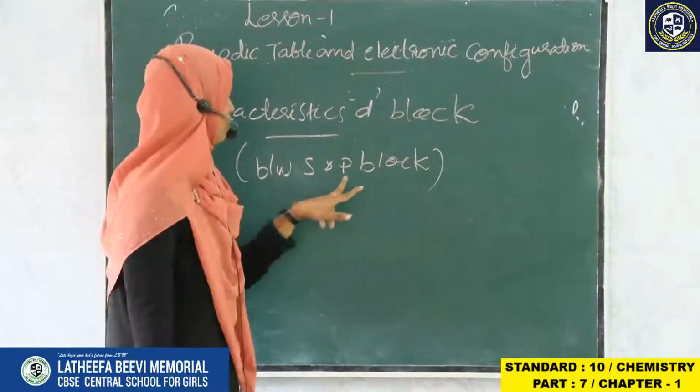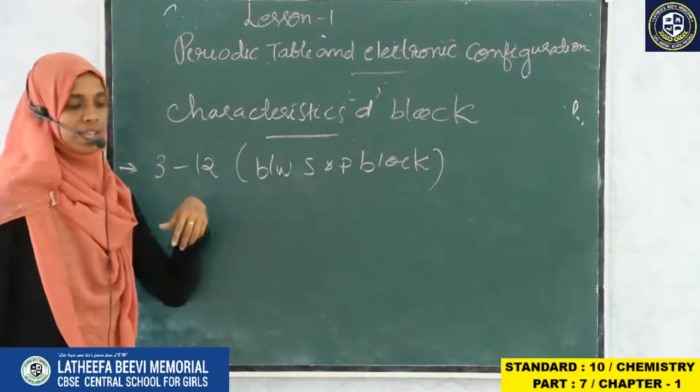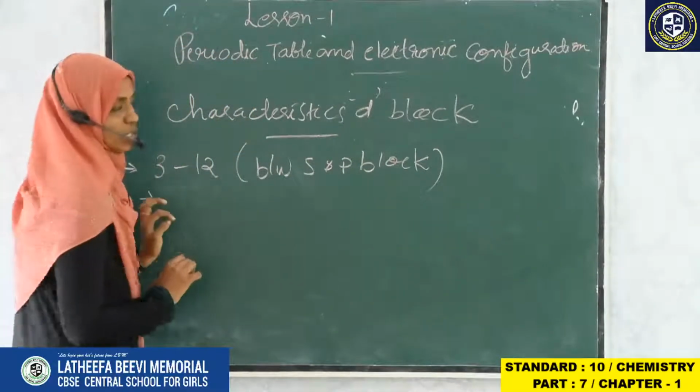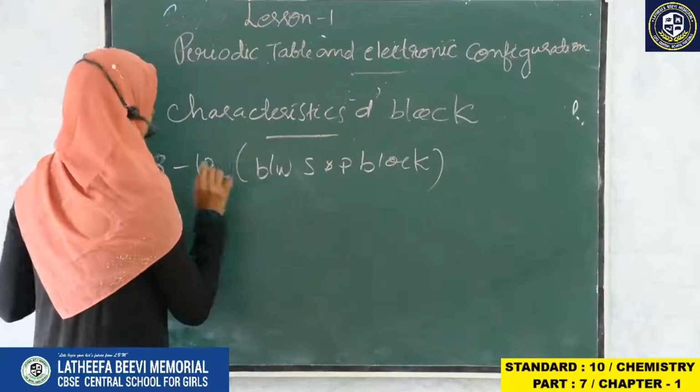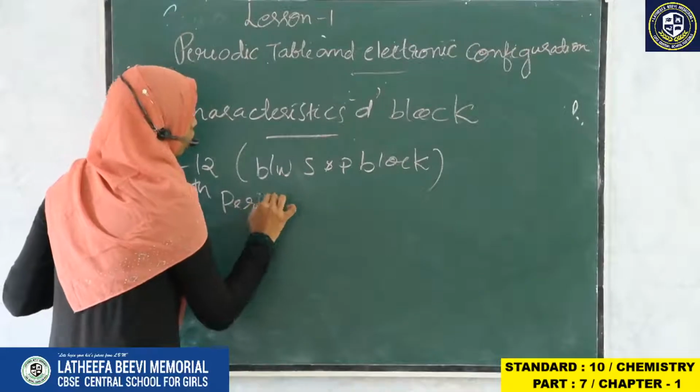What comes between the S block and the P block? The D block. Then the second point is they start from the fourth period. Sorry, not the third period, the fourth period. The second point is they start from the fourth period.